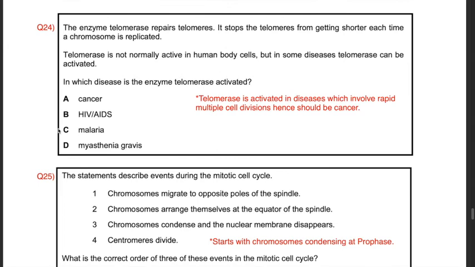It is A, cancer. And telomerase is an enzyme which is needed to replace a telomere, because without telomeres the cell division stops, but if telomeres are present, that means there will be multiple rapid divisions going on and on and on. Therefore the answer is A, cancer.